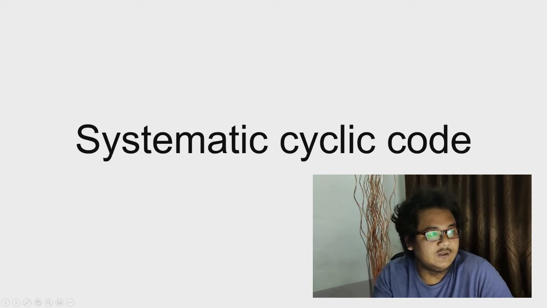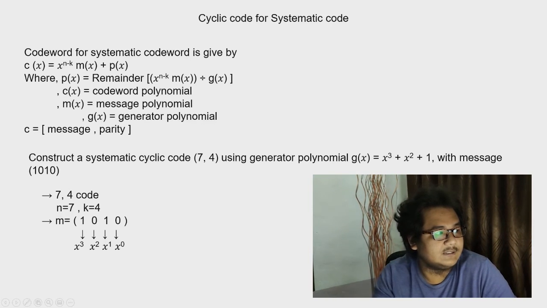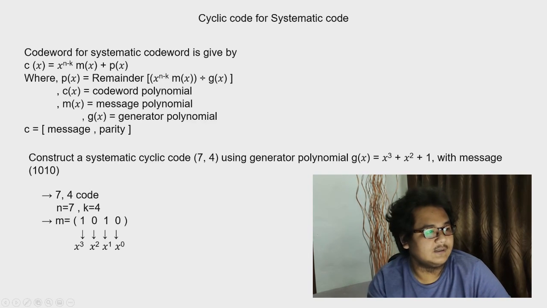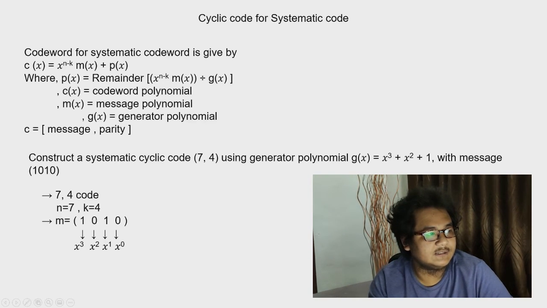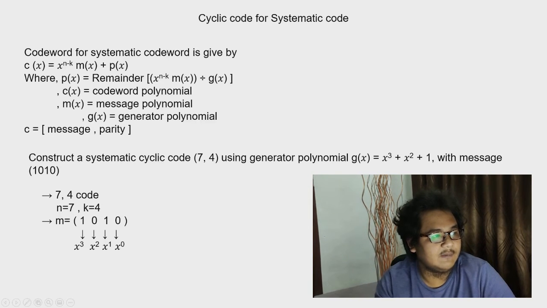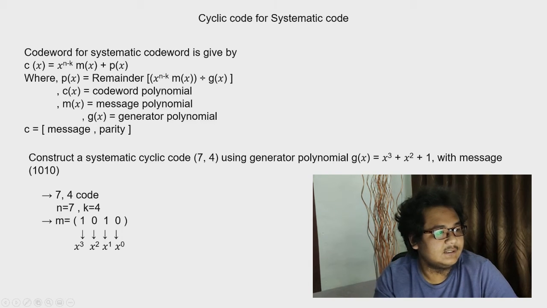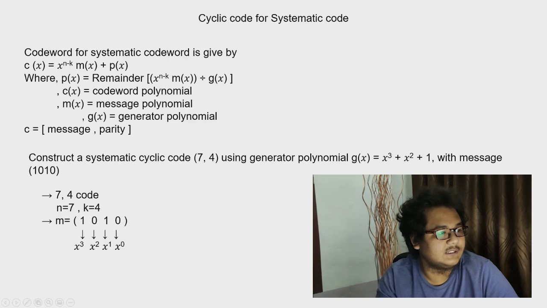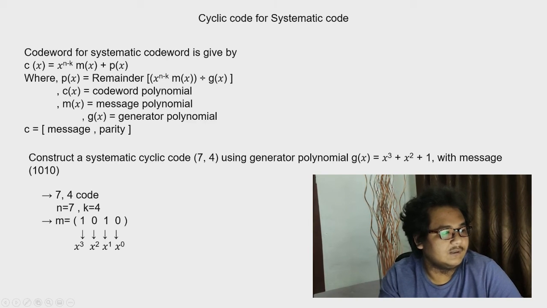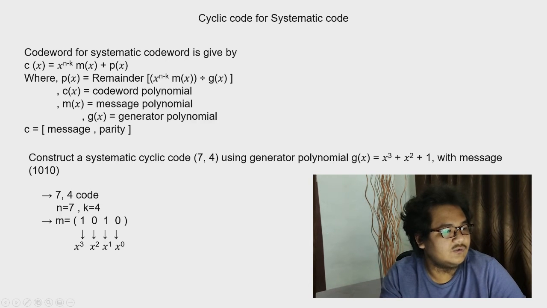So the codeword for a systematic code is given by c(x) equals x to the power of n minus k times m(x) plus p(x), where p(x) is the remainder of x to the power n minus k times m(x) divided by g(x). c(x) is the codeword polynomial, m(x) is the message polynomial, and g(x) is the generator polynomial. Lastly, c equals message and parity.